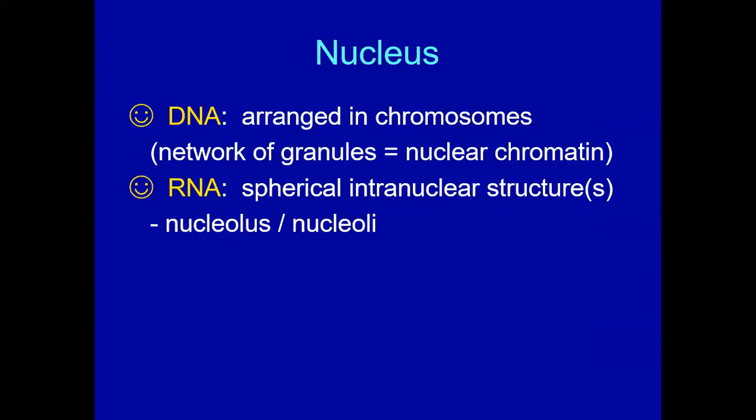Now, first of all, the nucleus and the DNA. The nucleus contains RNA and DNA. DNA is arranged in chromosomes. It is a network of granules, the nuclear chromatin. This is called DNA, deoxyribonucleic acid, and RNA is ribonucleic acid.